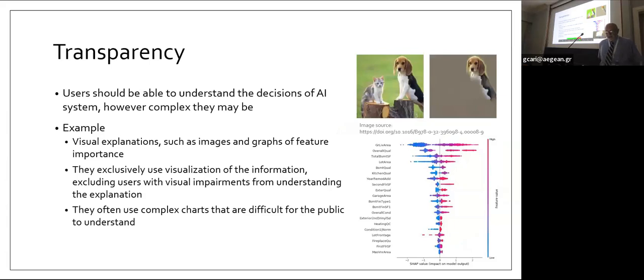Another accessibility challenge pertains to transparency of AI systems. Users should be able to understand the decisions of an AI system, however complex they might be. This is a current research topic in the field of explainable AI. However, accessibility issues have not yet been studied. One way in which AI systems provide an explanation of the decisions they make is through visual explanations, such as feature importance graphs.